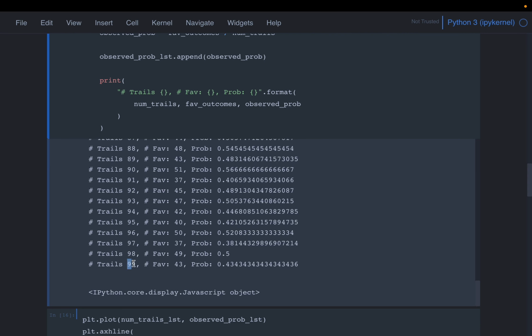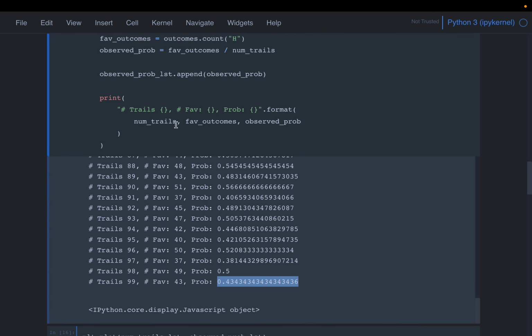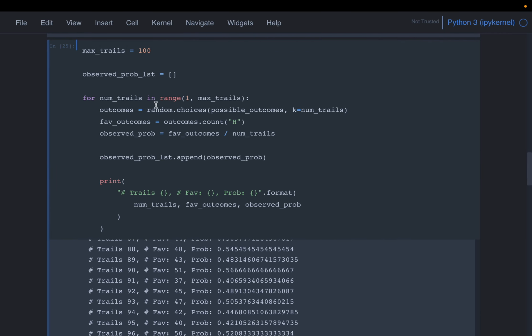So this time we flip the coin, let's say 99 times. Out of 99 times, we got heads 43 times. Okay, we got heads 43 times. So the probability is 0.43. Actually, this is the number of trials plus 1. So this is 100, the number of trials. We are starting from 1.